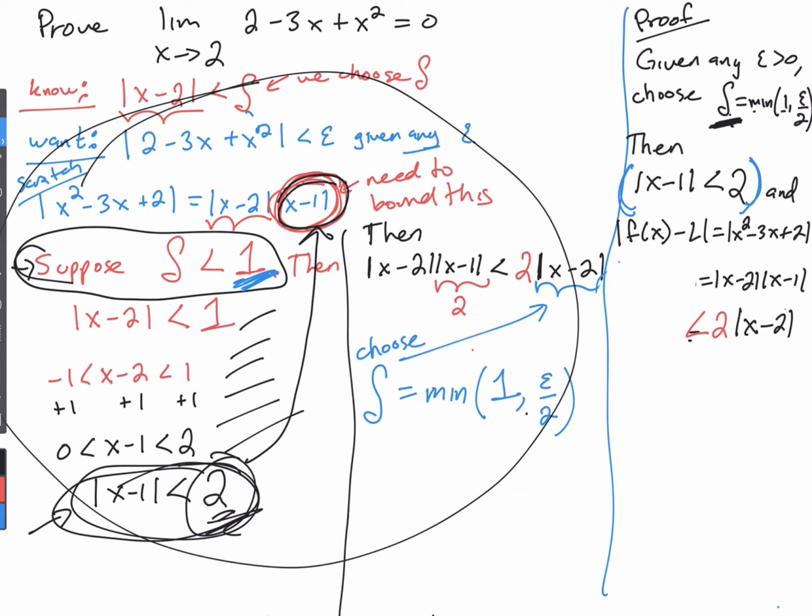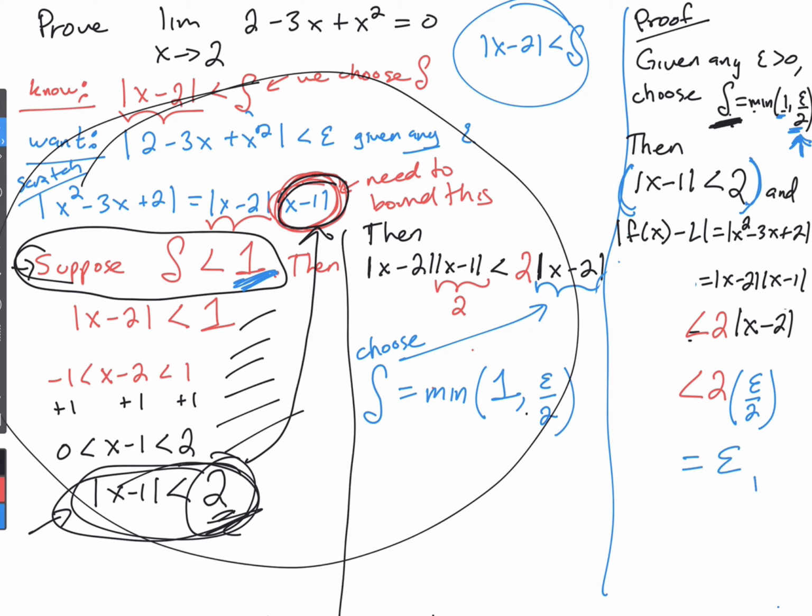Okay. And then this, in turn, is less than 2 times epsilon over 2. Where did that come from? I had set it up here, right? That delta is the smaller of 1 and epsilon over 2. So then, since I already know that x minus 2 is less than delta, and where does that come from, that x minus 2 is less than delta? From the definition of a limit, right? So you get that for free. You don't have to say that it's less than delta. You already know that it's less than delta. Does that make sense? Okay. And then what is this equal to? Epsilon. And then that's it. You're done.